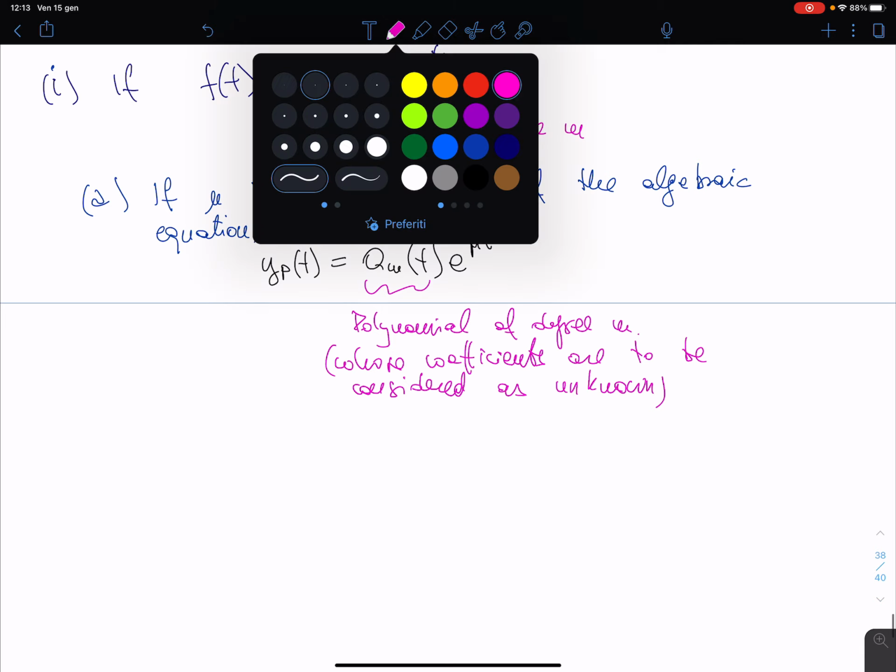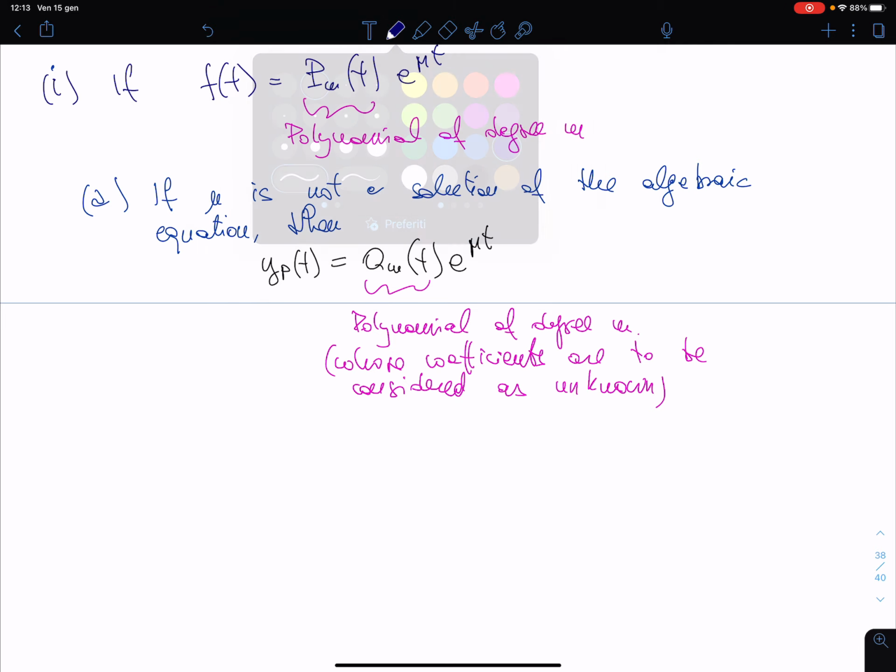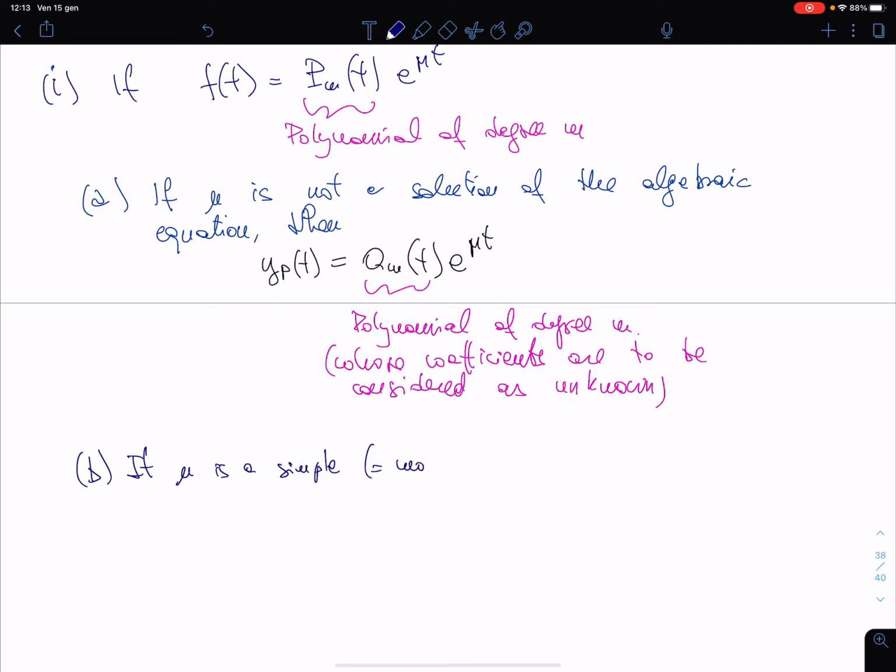This is point A. Second, point B says if mu is a simple solution, so multiplicity equal to 1.